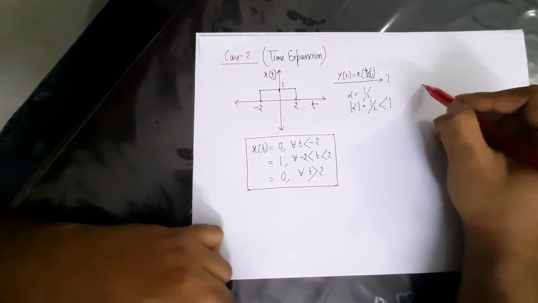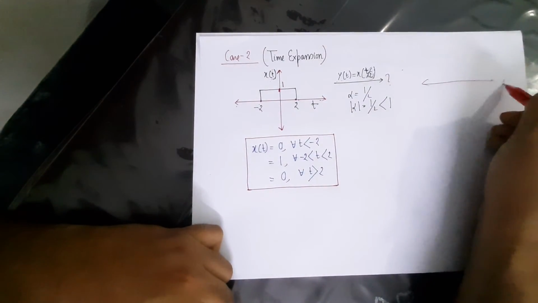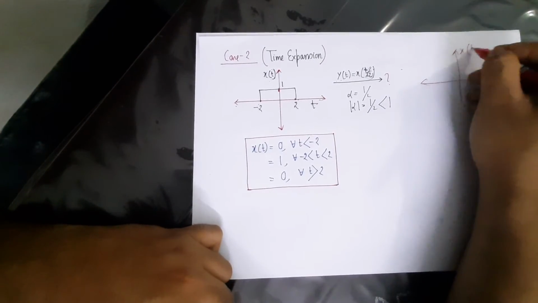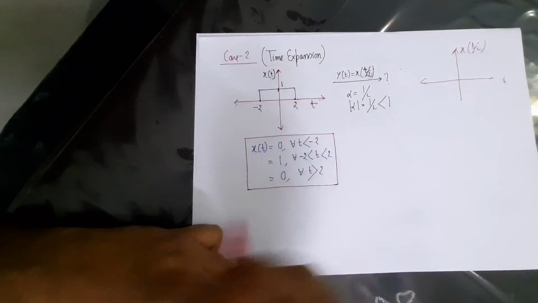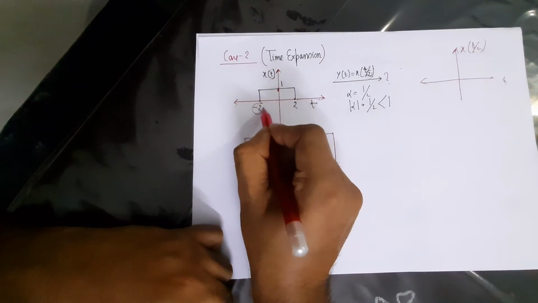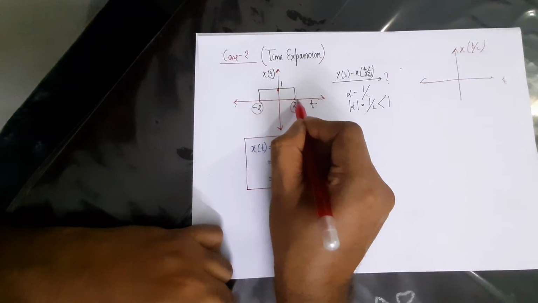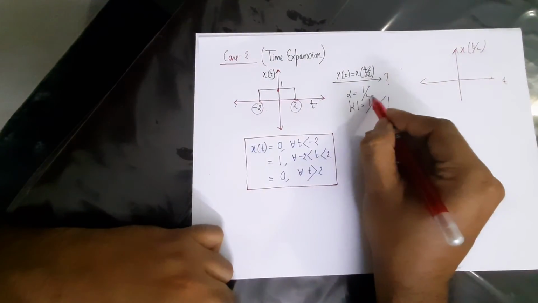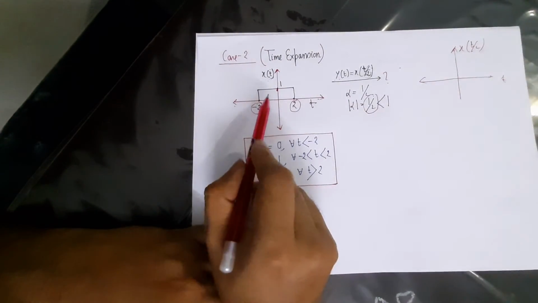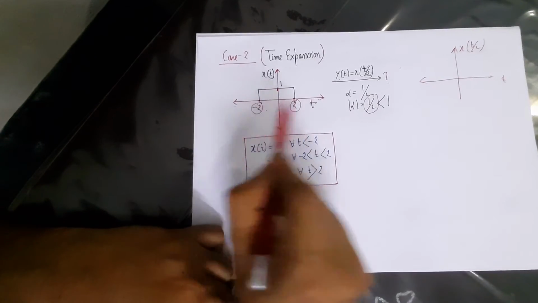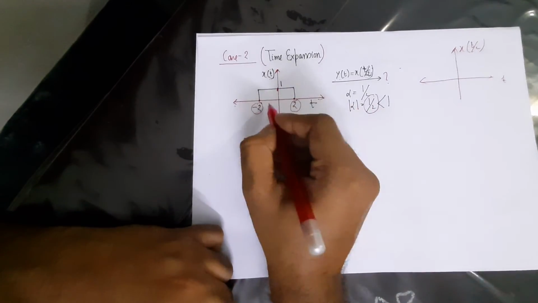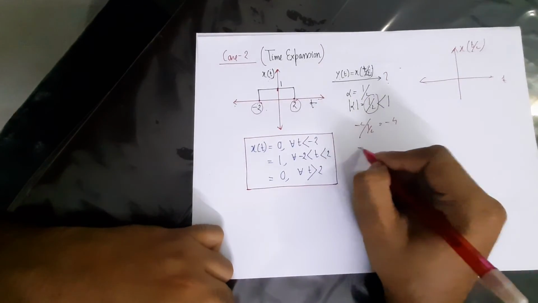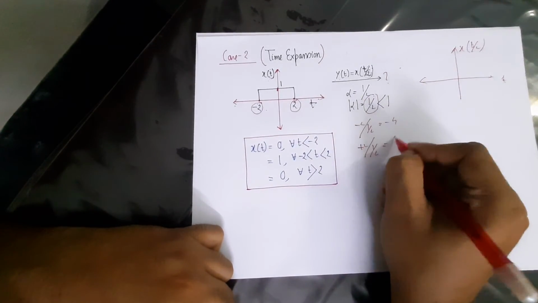First draw the time axis t, draw the amplitude axis, which is x of t by 2. Then what you have to do is that corresponding to every time instant in the parent signal, you have to divide it by the scaling factor. Here the scaling factor is half. So if I divide -2 by half, you will have -4. Dividing +2 by half, you will have 4.